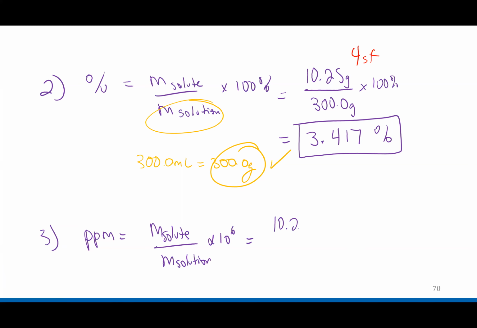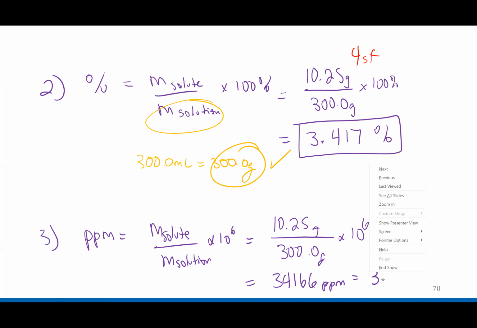So I do the exact same thing, 10.25 grams over 300 grams, and I multiply it by 10 to the power of 6, or a million, and I'll get my answer. I should not have cleared my calculator, but anyways, here we go. Okay, so my calculator gives me a gigantic number, but again, that's totally okay. I get 34166 parts per million. And rounding that to 4 significant figures, I would go 34170 parts per million.